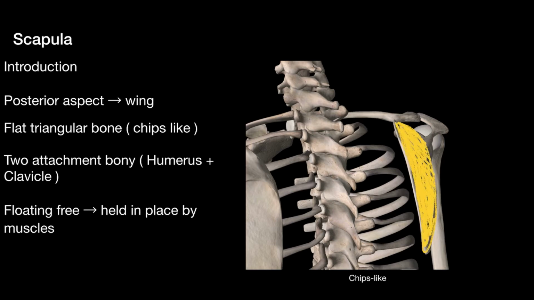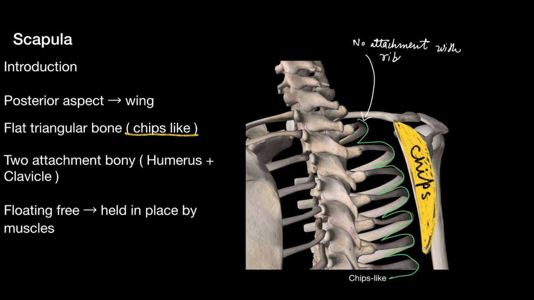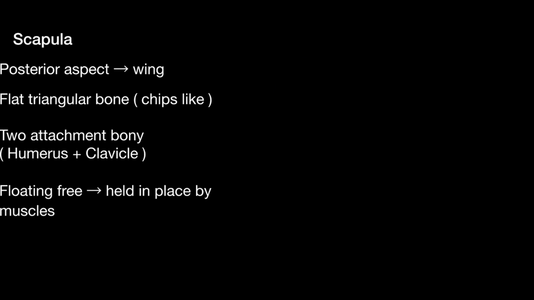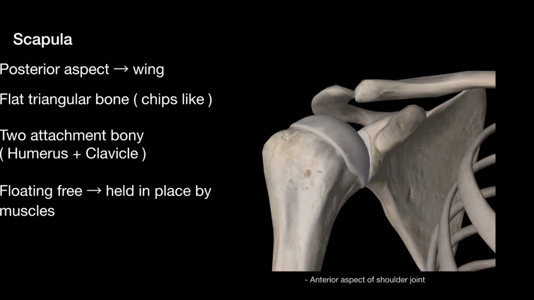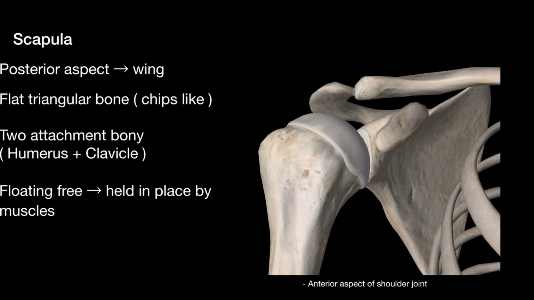In this posterior lateral aspect of the scapula, you can see how thin it is, just like a chip, and there is almost no rib attached to the scapula. It is not touching even a single rib. As the scapula is not attached to so many structures, it became highly mobile, which provides lots of motion to the upper limb. Scapula has two bony attachments, one of which is shoulder joint.